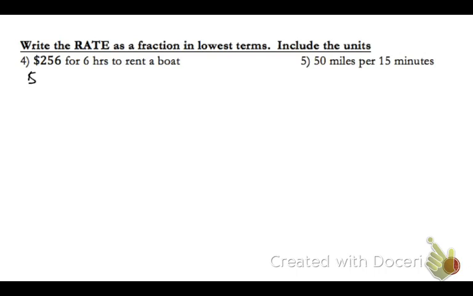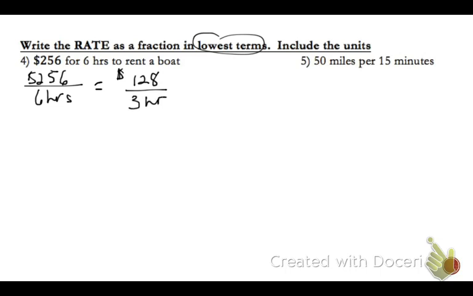So our first number is our numerator, 256 for 6 hours. And then we're going to reduce that to lowest terms. So I just think of a common divider. They can each be divided by 2. So 256 divided by 2 is $128 for 3 hours to rent a boat.